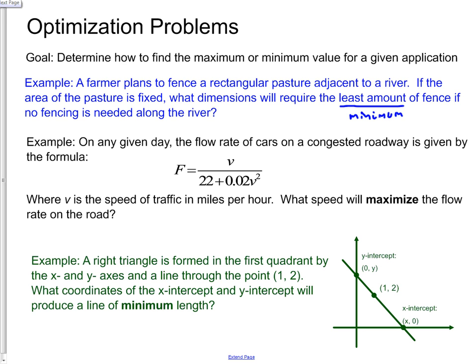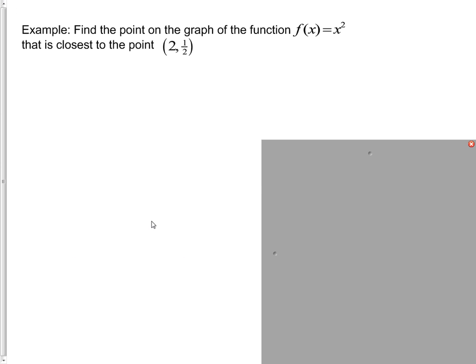To start it all off, let's start with an example that seems pretty straightforward. Find a point on the graph of the function f of x equals x squared that is closest to the point (2, 1/2). All right, we've got an x and y coordinate. (2, 1/2) is certainly not on the graph of f of x equals x squared. So what are they after here? We're looking for a point on the graph that's closest to a point, so we're looking for a distance.